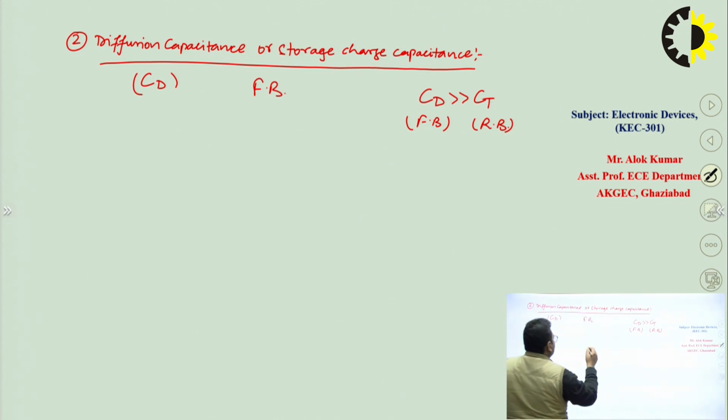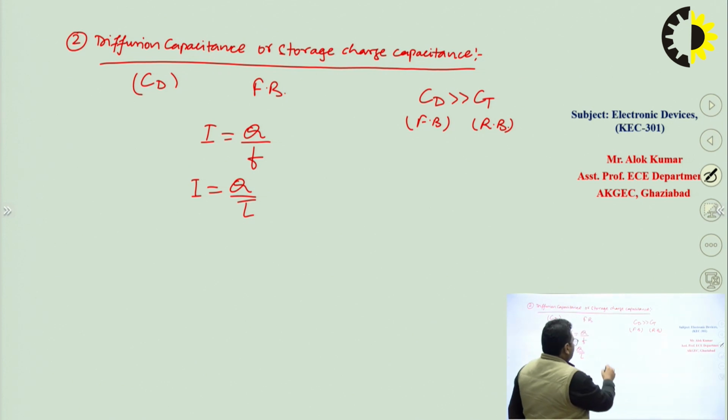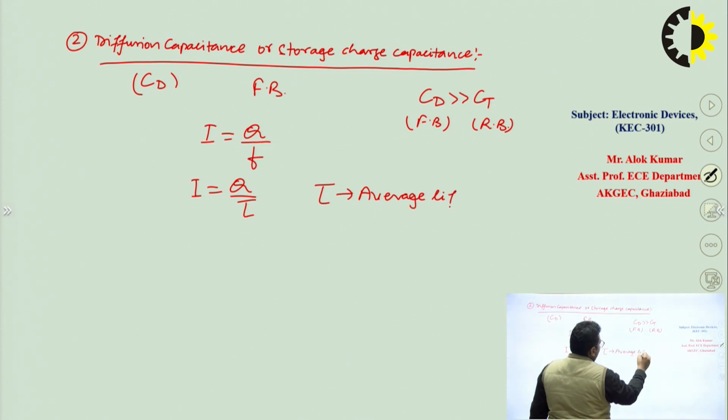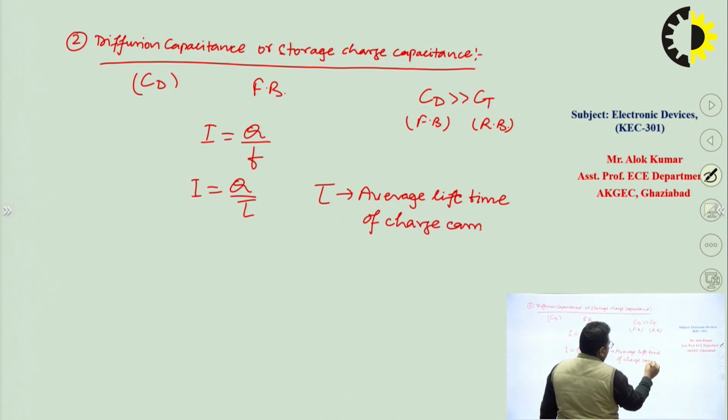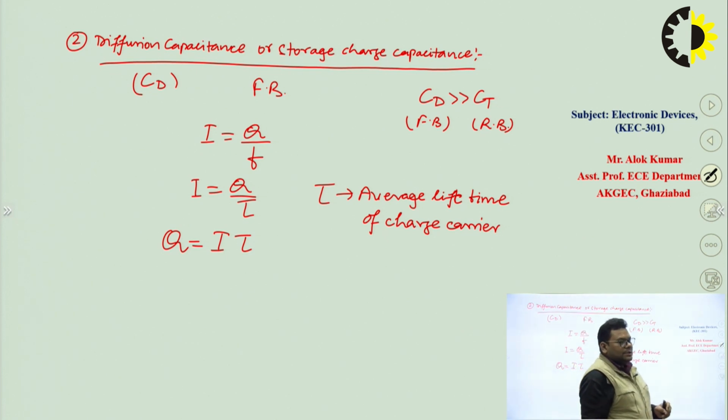We know the simple relation that I is equal to Q upon T, but here we will not take T, we will take I is equal to Q upon tau. What is tau? Tau is the average lifetime of the charge carrier. Or if I want to find this charge, Q will be equal to I into tau. We are considering this is the capacitance of forward bias.